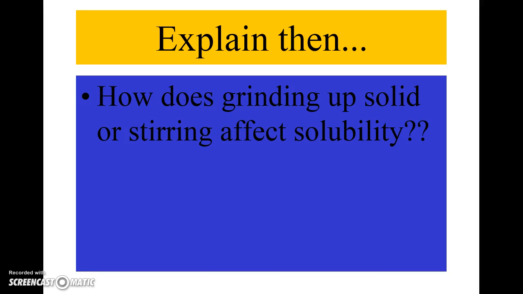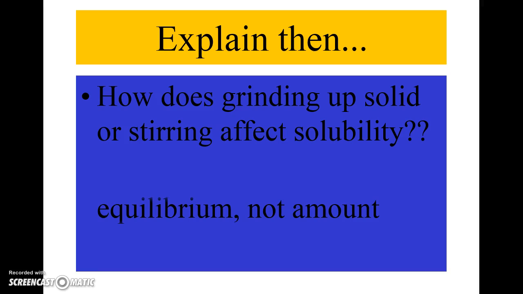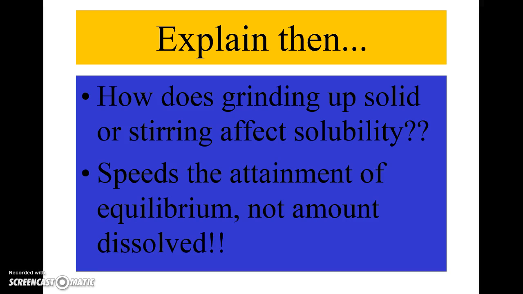It says, explain then, how does grinding up the solid or stirring affect solubility? And this we learned earlier. Grinding up the solid gives us more surface area, and stirring allows it to mix faster. So it speeds the attainment of equilibrium. We get to equilibrium faster with smaller pieces and with stirring, but we don't change the amount dissolved. And that we've already covered, but that's just a good review.